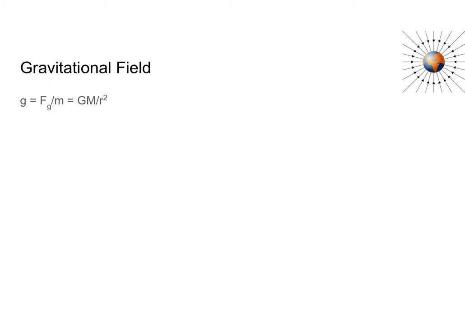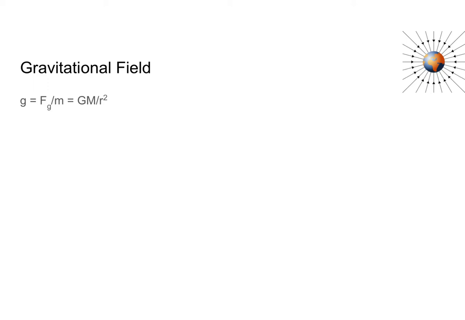easier. Now, a gravitational field is essentially the amount of force a 1 kilogram object would feel at a specific point in space. So essentially what a gravitational field is, it's how strong the gravitational attraction is towards an object at a given point in space.